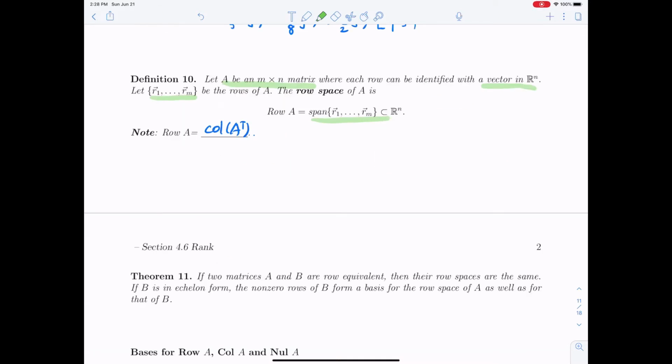Now, the theorem states that if two matrices A and B are row equivalent, then their row spaces are the same. So for example, if B is in row echelon form, then the non-zero rows of B form a basis for the row space of A. And even though it looks very similar to the column space stuff, it is very different from those on the column spaces.